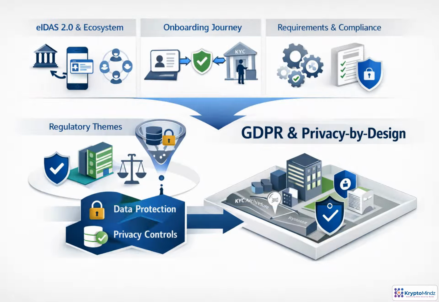Up to now, you've moved from the big picture to the nuts and bolts. You saw why eIDAS 2.0 and the EUDI Wallet matter, and who the key players are. You explored the onboarding journey and captured requirements for a wallet-based KYC solution. You also identified the main regulatory themes. In this module, we zoom in on GDPR and privacy by design, and translate those obligations into concrete controls inside the KYC architecture.